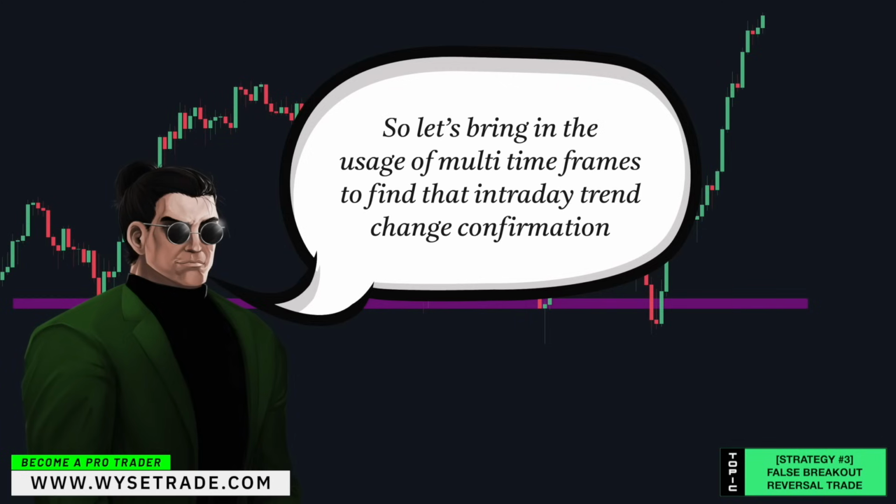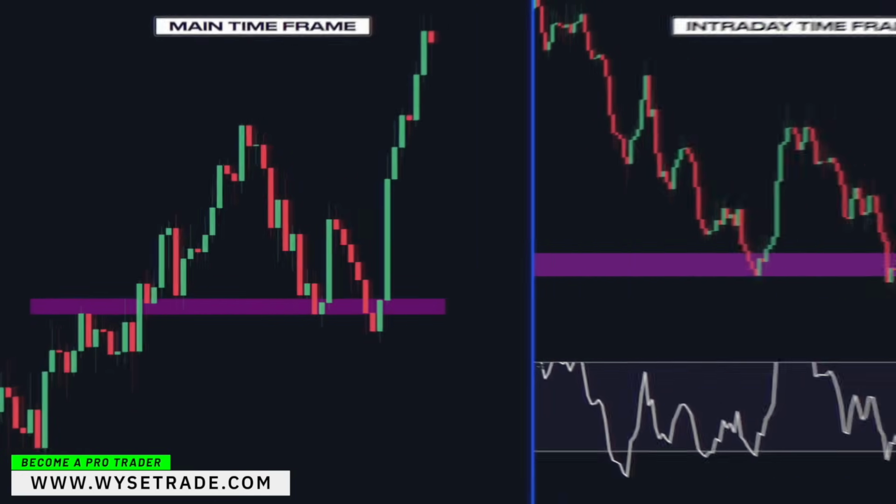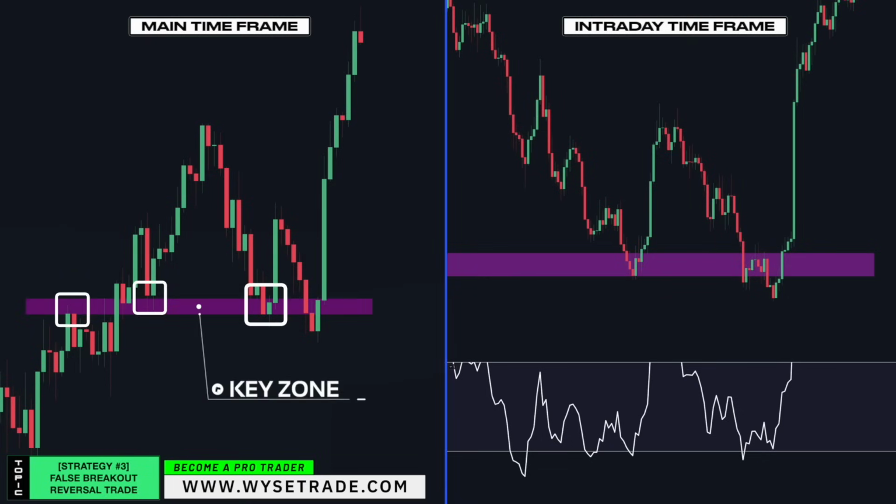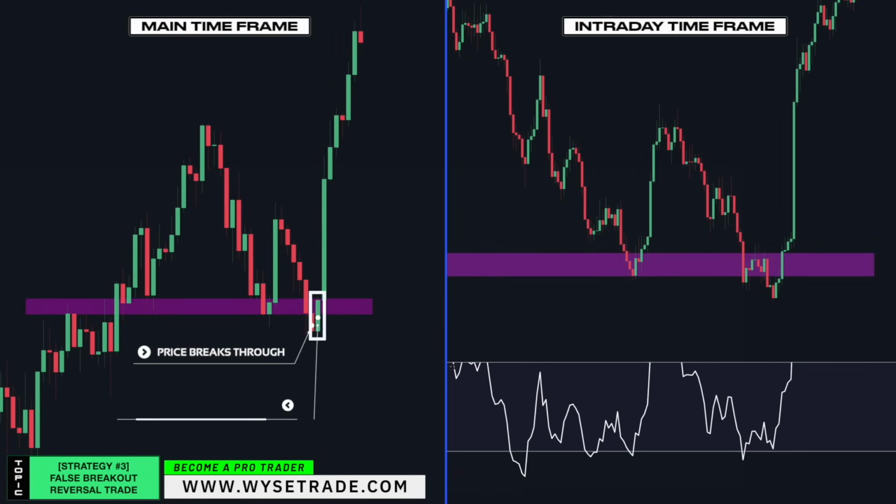So let's bring in the usage of multi-timeframes to find that intraday trend change confirmation. On the left is the main timeframe, and on the right is the intraday timeframe of the same asset. These reversal points give you your key level. As price comes back down, it breaks through the level before a bullish engulfing candle forms. That is also a candle color change, signaling a possible false breakout.